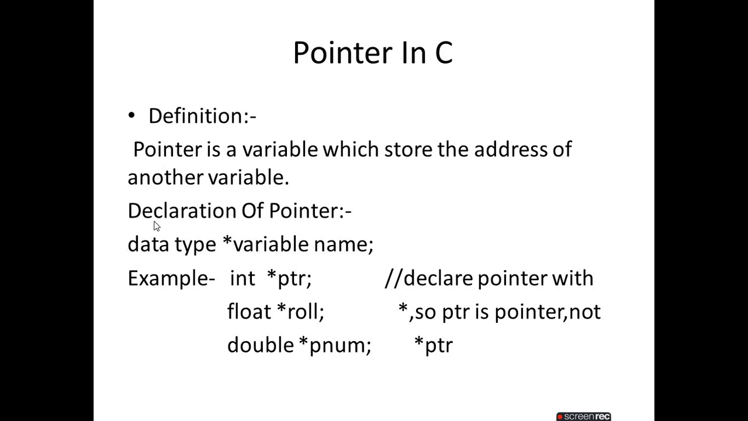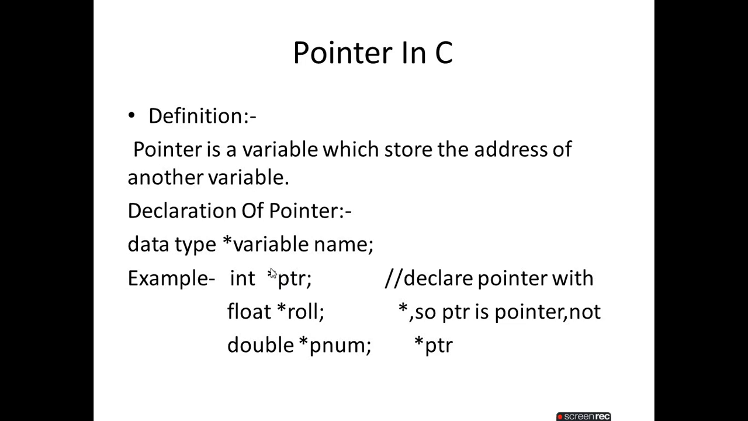How to declare a pointer? First the data type, which means integer, float, or double. Then the asterisk or star symbol is required for declaration of a pointer. Then the variable, meaning the pointer name. For example, int star ptr. What is the pointer name here? Ptr. Ptr is a pointer.